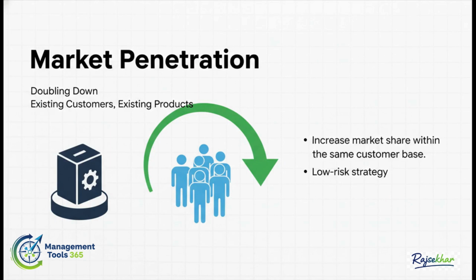Okay, path number 1, market penetration. Think of this as the home turf strategy. It is by far the safest path because you're not trying to reinvent the wheel. You're just doubling down on what you already do well with the customers who already know and hopefully love you.